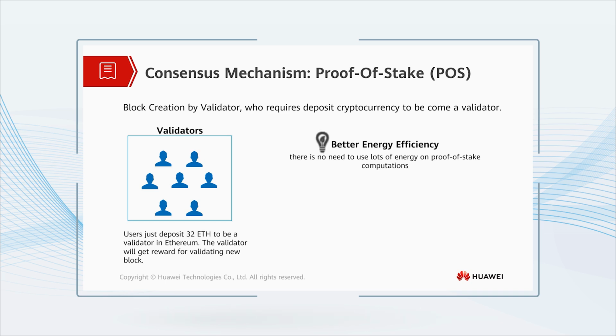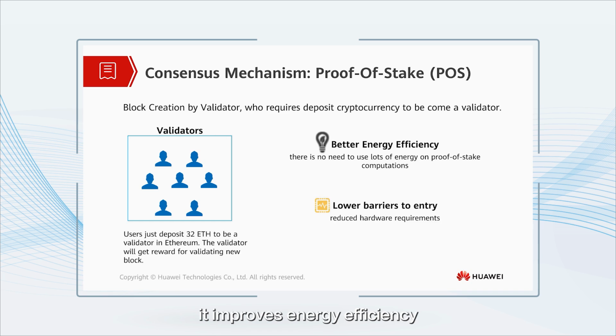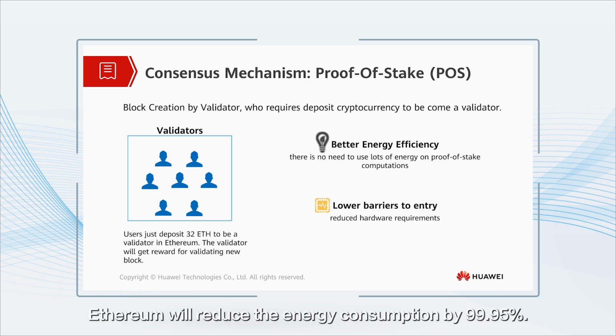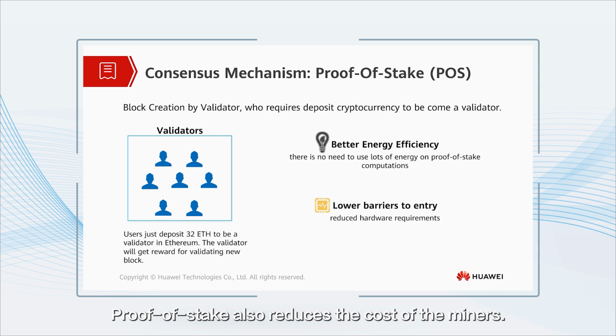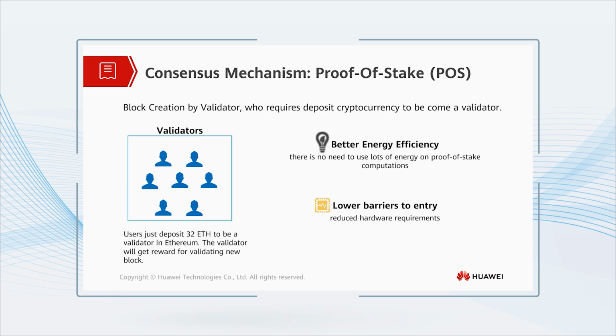For example, it improves energy efficiency by reducing a lot of computations. After transition to proof of stake, Ethereum will reduce the energy consumption by 99.95%. Proof of stake also reduces the cost of miners. There is no need for hardware to stand a chance of creating new blocks.